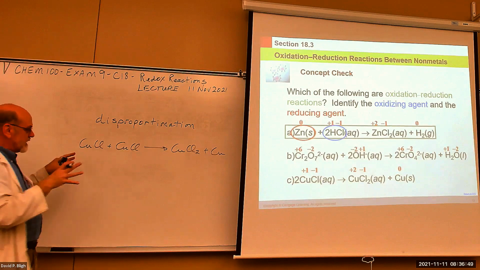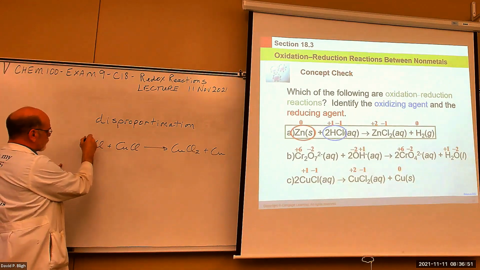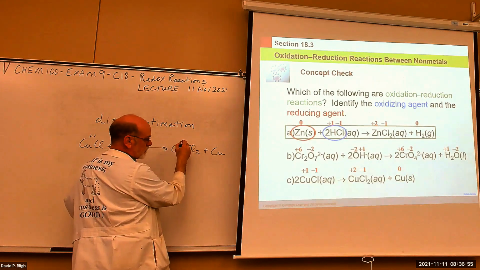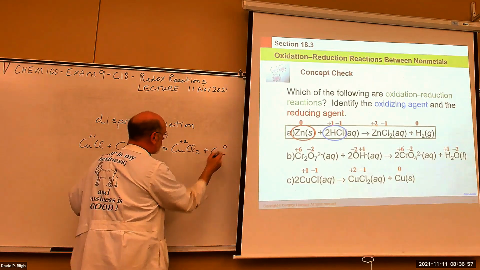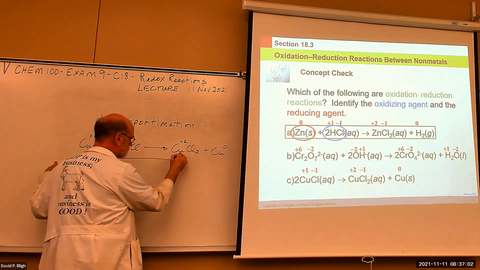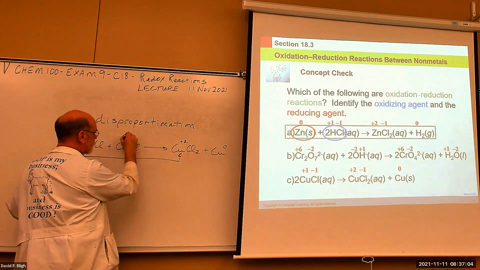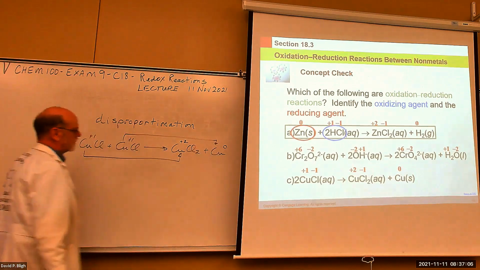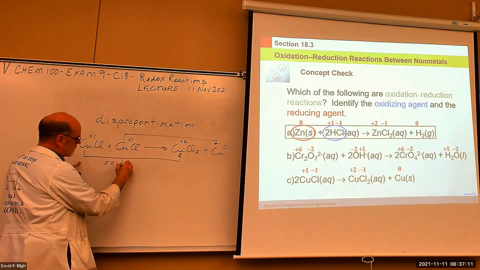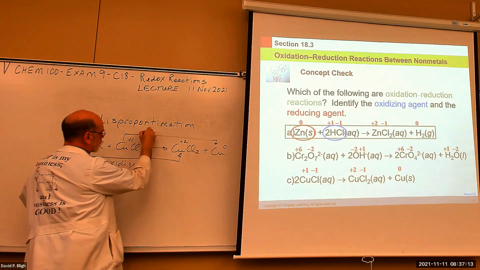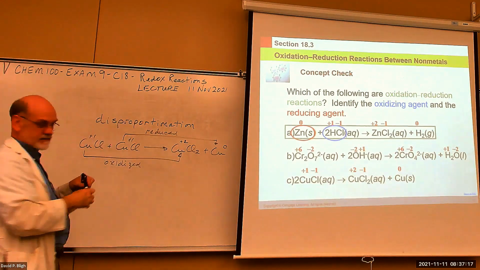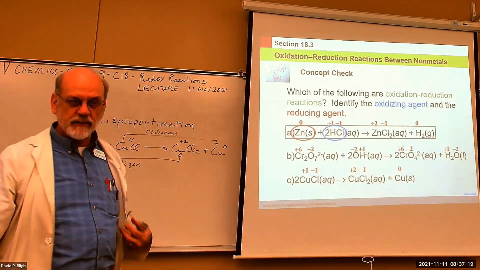Now it's easier to see. This one is +1 here, +1 here. Over here, it's +2, and here it's 0. So one of them could go like this, and the other one could go like that. Okay, so this one would be oxidized. This one would be reduced. Okay, simple explanation.